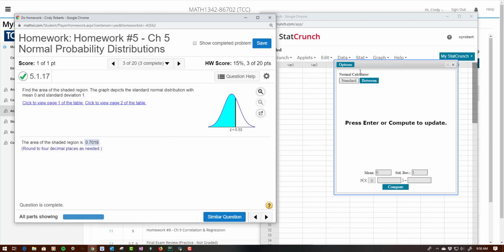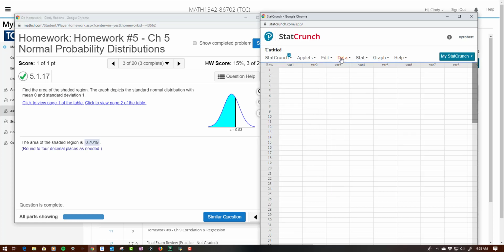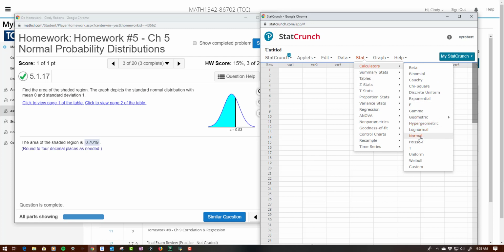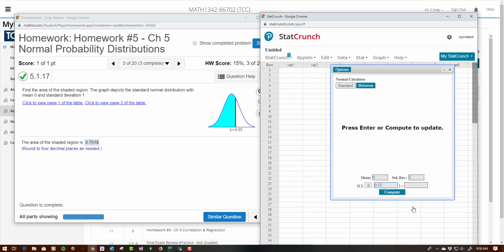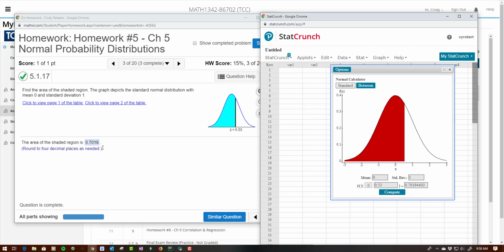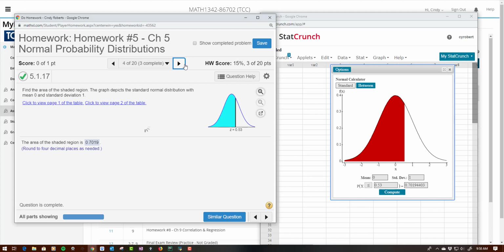Now, I could also go to, let me close this and reopen it, Stat, Calculators, Normal, because this is a normal distribution. Anytime you see that bell-shaped curve, come right here. And I see a nice little calculator. I have a standard in between. The standardized mean 0, the standard deviation 1. I want it where it's less than 0.53, and looky, looky, looky. That fast, I don't have to use no stinking table.